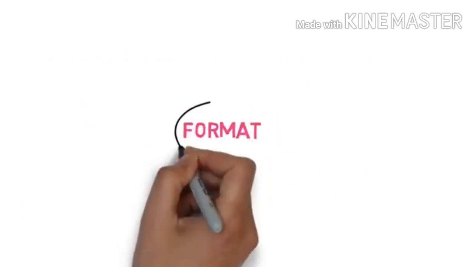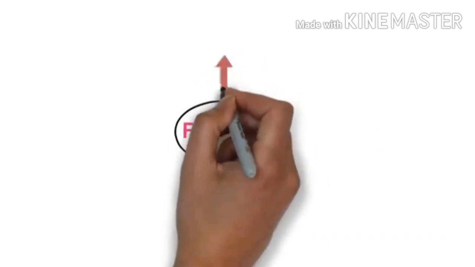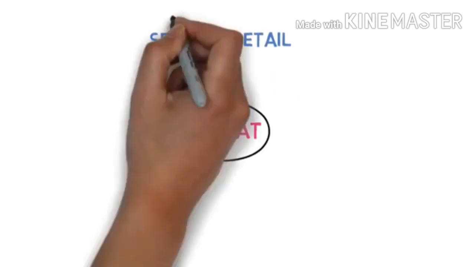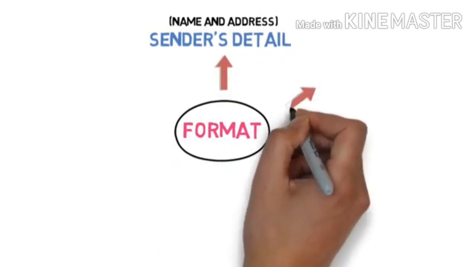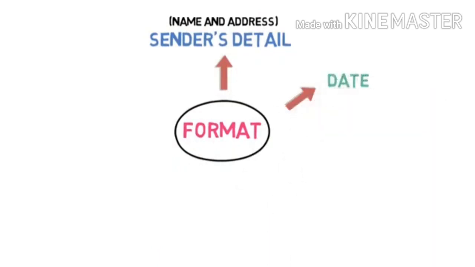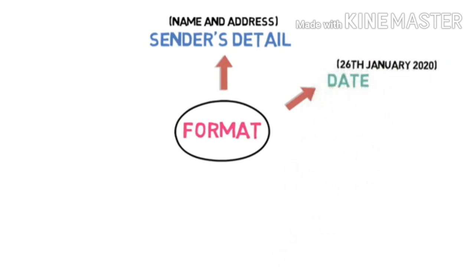So the format of the formal letter is, number one, first you have to write down the sender's detail. Sender's detail means the name and address of the sender. That means if you are writing, you have to write your name and address. The second one is date. Date you have to write with month and year. The first letter of the month should be in capital. If all the letters are in capital, no problem. For example, 26th January 2020.